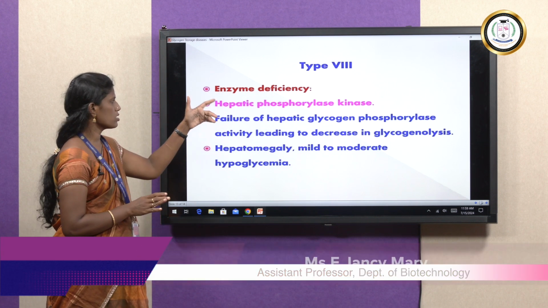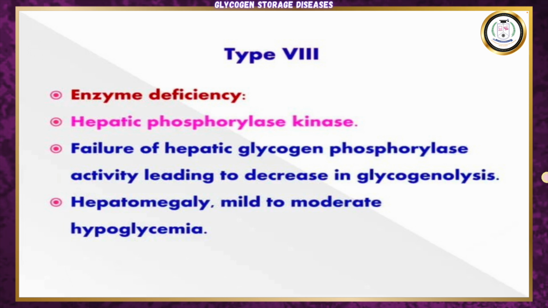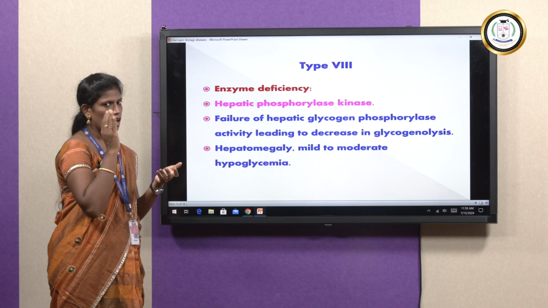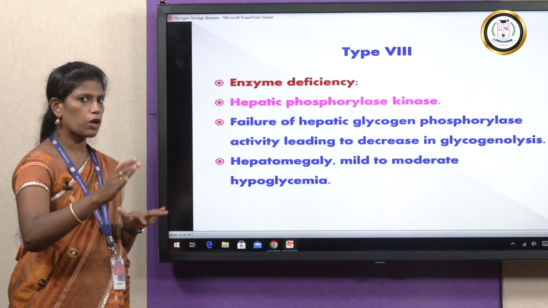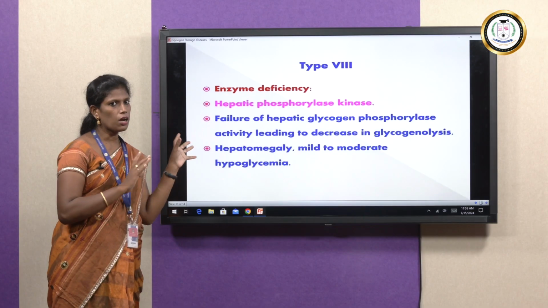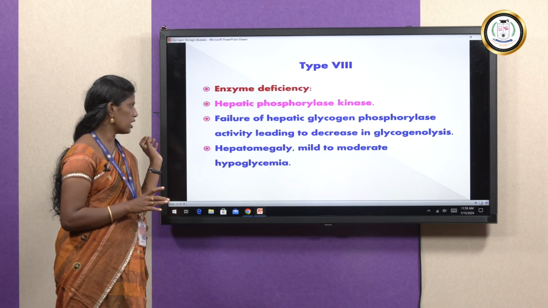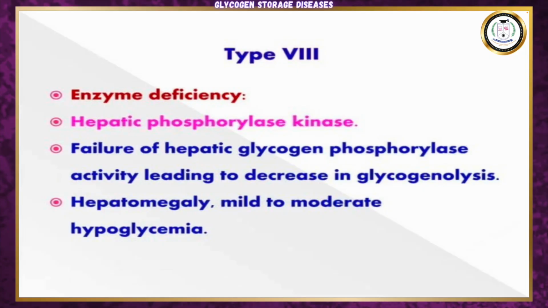Other than that, there is one disease called type 8. The enzyme deficiency is hepatic phosphorylase kinase. In this, hepatic glycogen phosphorylase activity decreases the glycogenolysis process. The clinical and biochemical manifestation is hepatomegaly. Other than that, mild to moderate hypoglycemia.